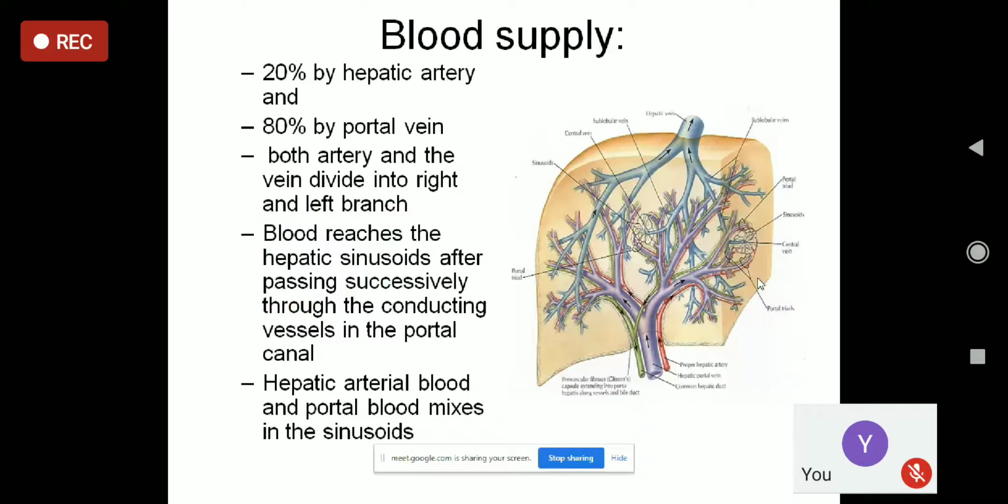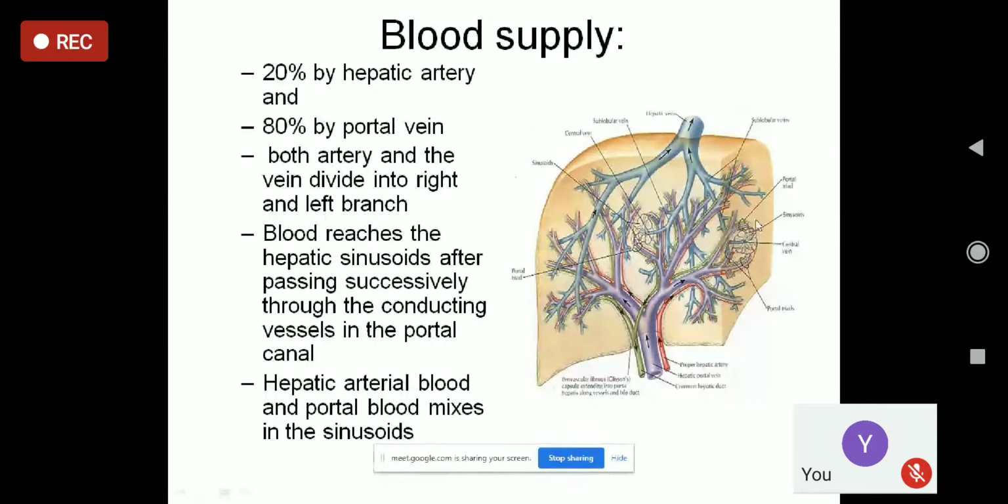Now blood supply: 20% by the hepatic artery, 80% by the portal vein. Look here, this is the portal vein, this is the hepatic artery. 20% by only the hepatic artery, 80% by the portal vein. Both artery and vein divide into a right branch and a left branch. Look at it, both are dividing. So both reach the hepatic sinusoids.